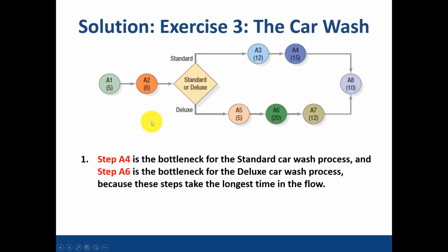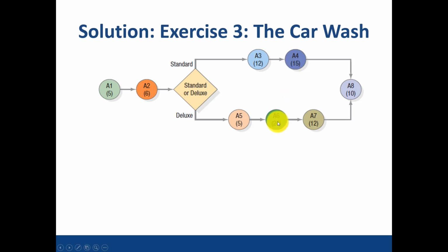First, step 4 is the bottleneck for the standard. That's here, and that is obvious because it's the slowest. And here, that will be this 20. Have a look, 5 and 12 is still the slowest. So this is the slowest for standard, and that is the slowest for deluxe. These are the bottlenecks.